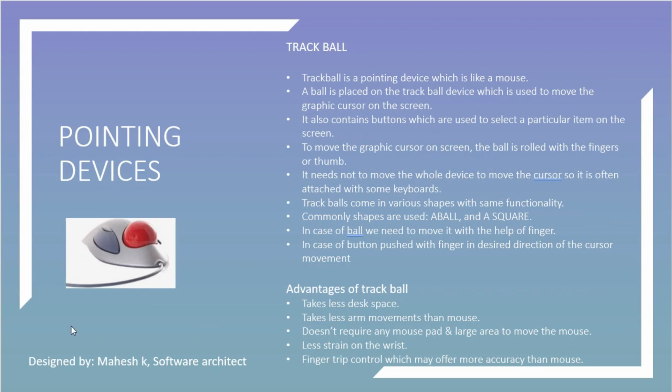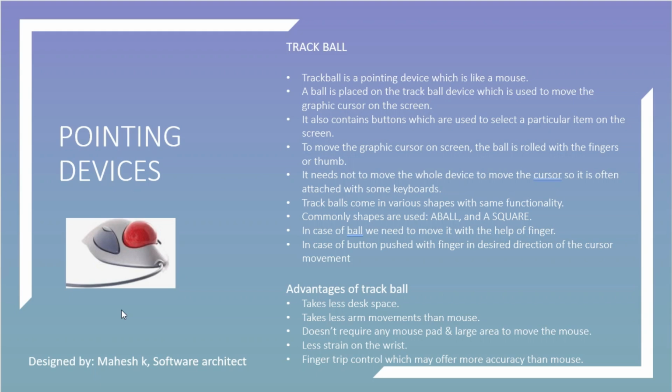Another pointing device we have is the trackball. You can see the icon of how the trackball looks. It is similar to a mouse. A trackball is a pointing device similar to a mouse. A ball is placed on the trackball device which is used to move the graphics cursor on the screen. In the same way that we have a scroll button on a mouse, we have a ball placed on the trackball, and if we move this ball, the cursor on the screen also moves. It also contains buttons which are used to select a particular item on the screen.